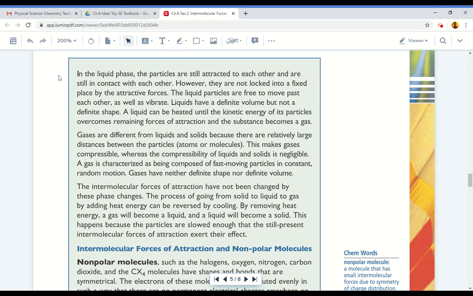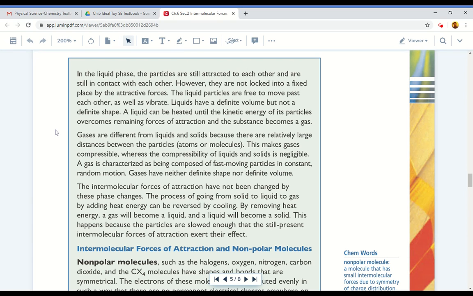In the liquid phase, the particles are still attracted to each other and are still in contact with each other. However, they are not locked into a fixed place by the attractive forces. The liquid particles are free to move past each other as well as vibrate. Liquids have a definite volume, but not a definite shape. A liquid can be heated until the kinetic energy of its particles overcomes the remaining forces of attraction and the substance becomes a gas.